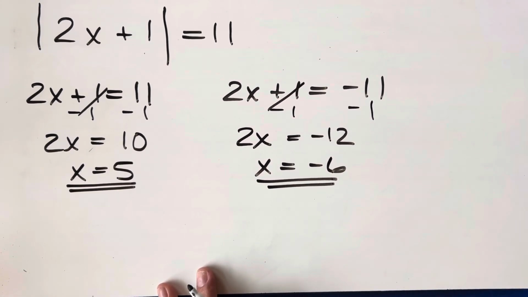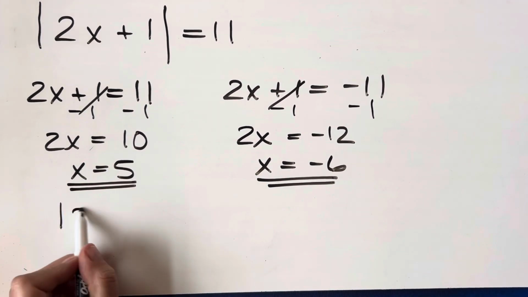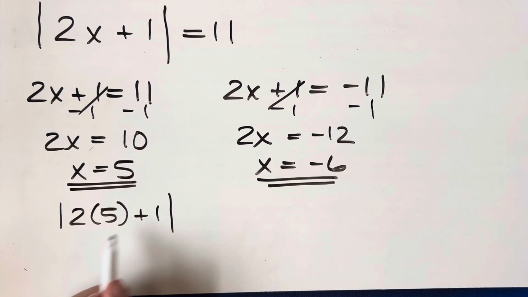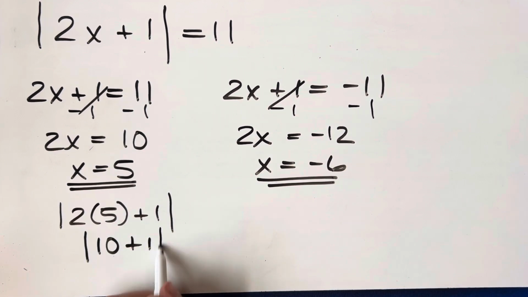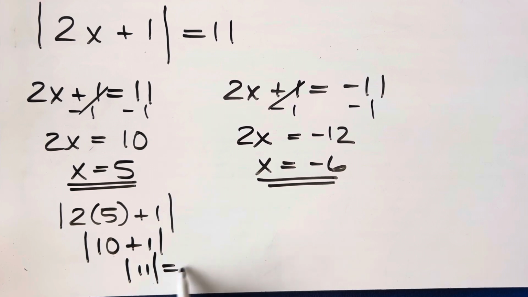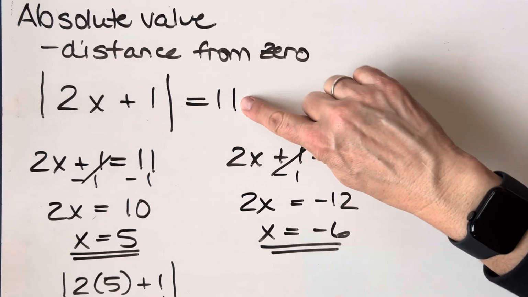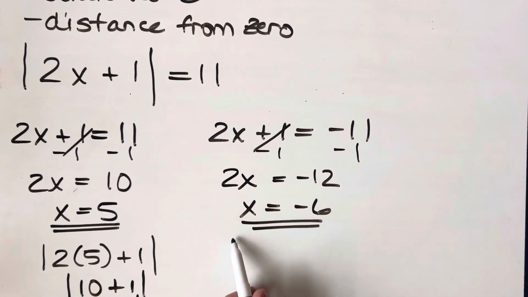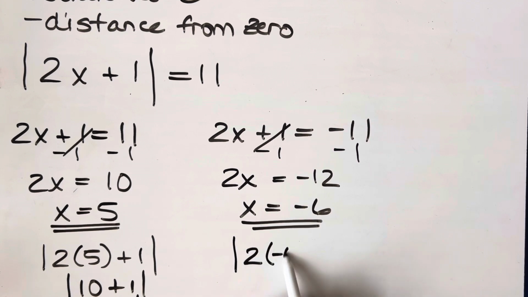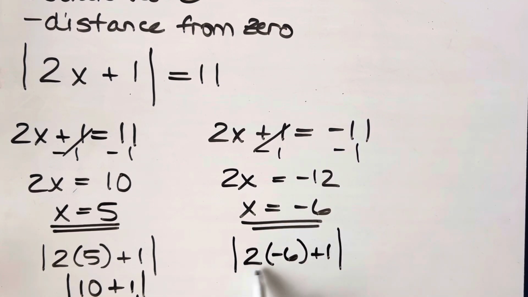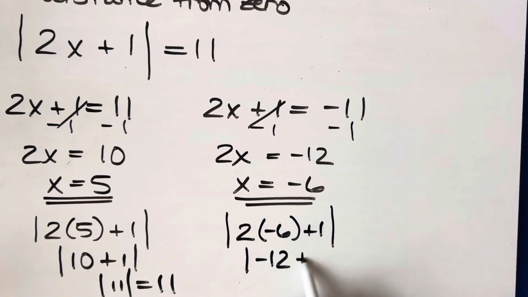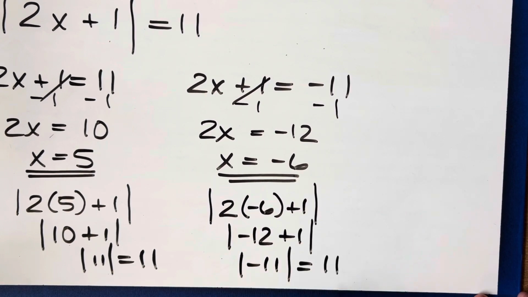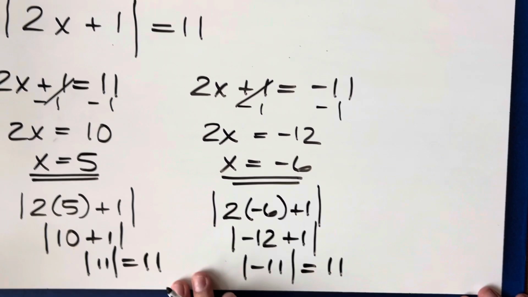So let's look at what happens when we substitute these back into our original problem. The absolute value of 2x plus 1, so 2 times 5 plus 1, is the absolute value of 10 plus 1, which is the absolute value of 11, which is 11. And that's what I originally had up here. So x equals 5 checks out. So for my negative 6, 2 times negative 6 plus 1, this is negative 12 plus 1. And the absolute value of negative 11 also turns out to be 11 spaces. So both of these answers check out.